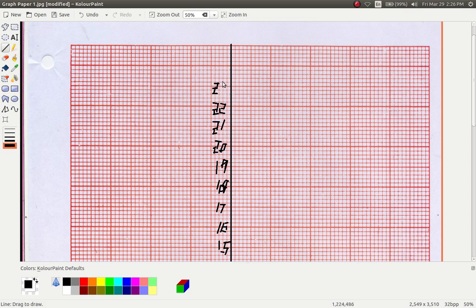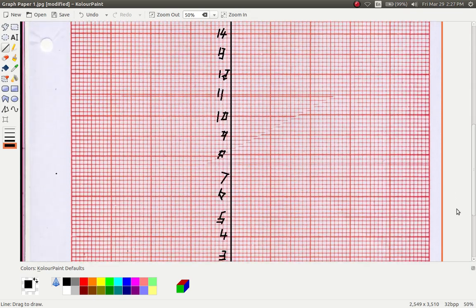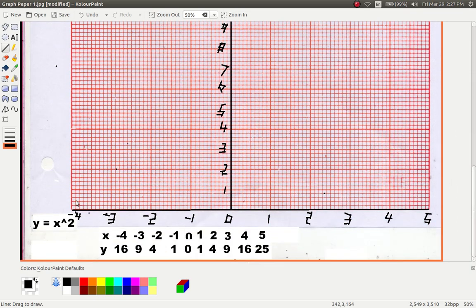23, 24, and finally 25. Good. So let's plot those points. Negative 4, 16. I know negative 4 is right on the edge here, but where is 16?